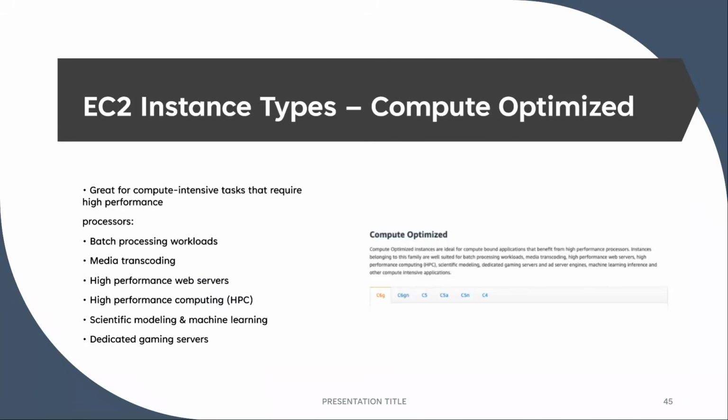Talking about compute optimized, as the name suggests, it is good for compute intensive tasks that require high performance. If you need high performance processors, you will use compute optimized. For example, batch processing workloads, media transcoding, high performance web servers, and high performance computing, which generally requires good processors.